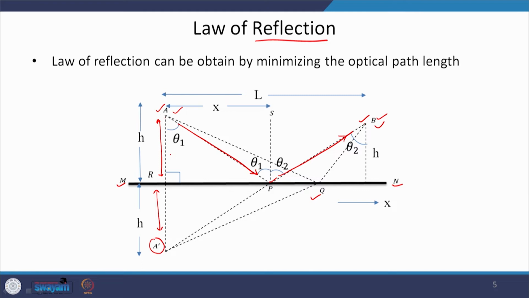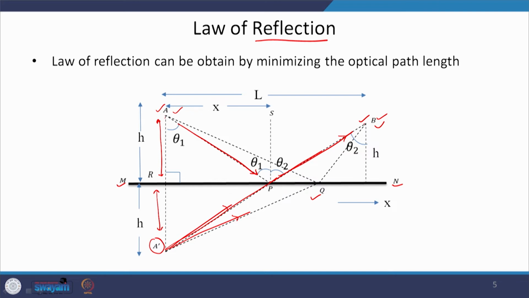Okay. Now, if A prime is the mirror image of A, then the rays which are starting from point A will also appear to start from point A prime, and these are the two possible rays which we discussed. These are the two possible paths which we discussed. And of course, the shortest path would be the path for which this line is a straight line.